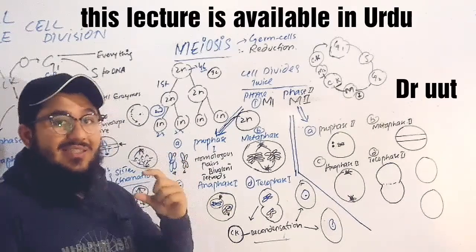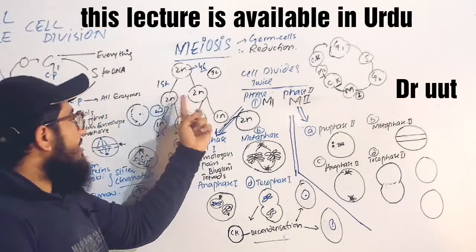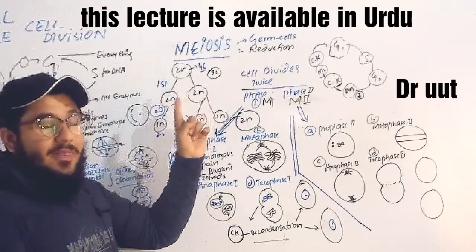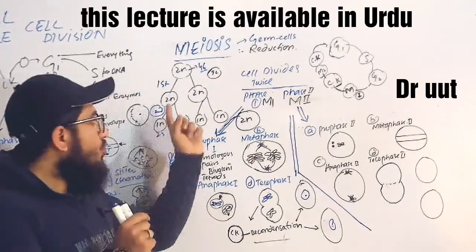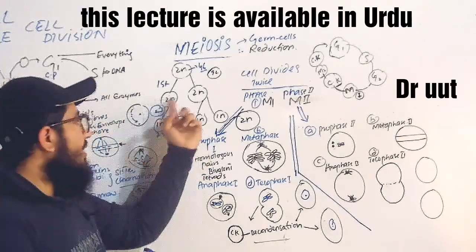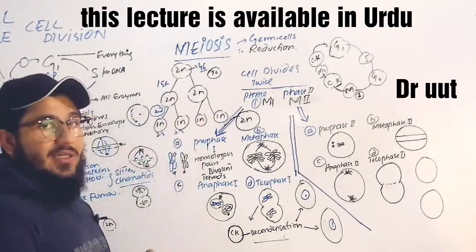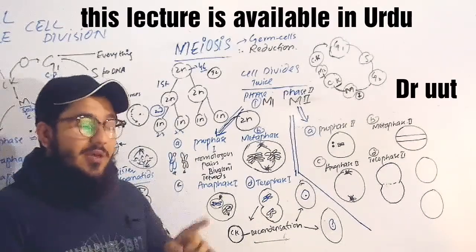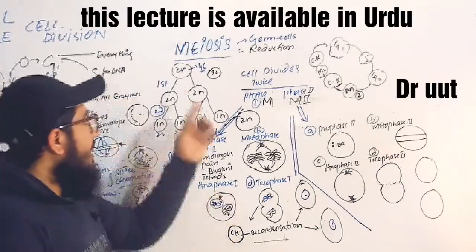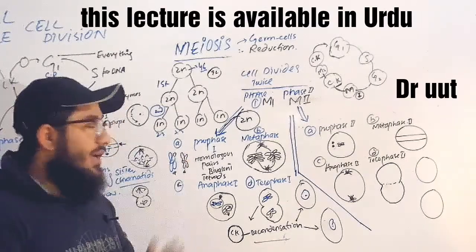Now the question arises here: if this diploid cell is giving birth to two daughter cells, and both daughter cells have the same number of chromosomes, meaning both are diploid, then if this daughter cell is giving birth to sub-daughter cells, why does the number of chromosomes become reduced or halved? A diploid becomes diploid, then this diploid becomes haploid. What is the reason and the logic behind it?